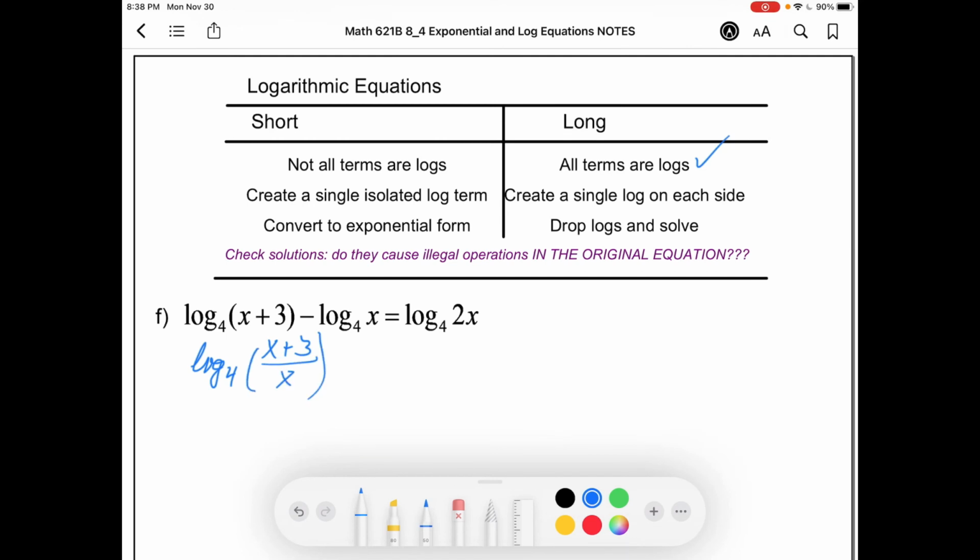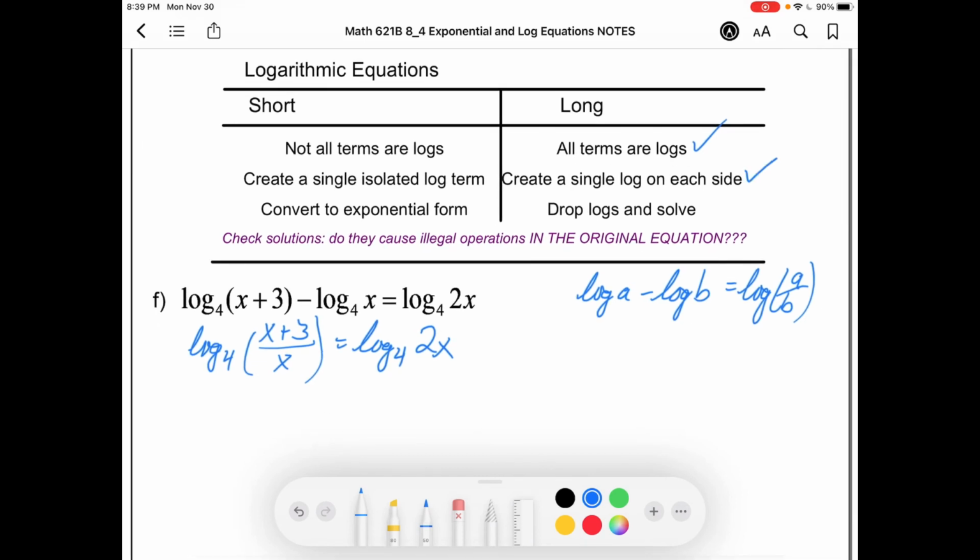Now, alternately, I could put the log base 4 of x on the right-hand side and put them together with product rule or product law. But I think this is pretty straightforward. So I'm just using the property that log A minus log B is log of A over B. That's one of our log laws. I created a single log on each side. Yay! Now I can drop the logs.